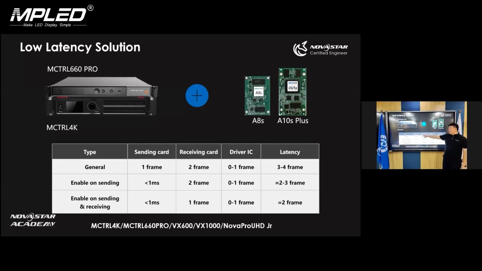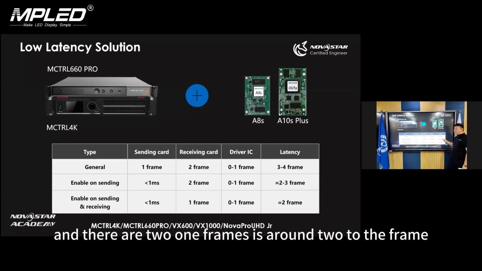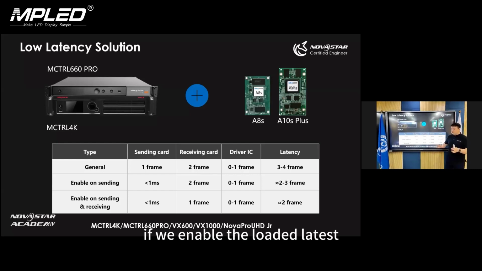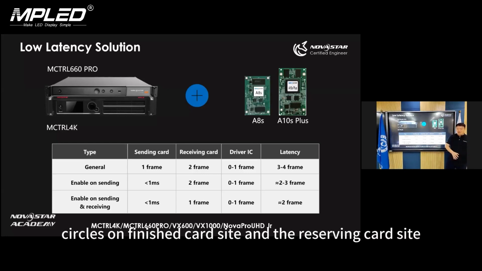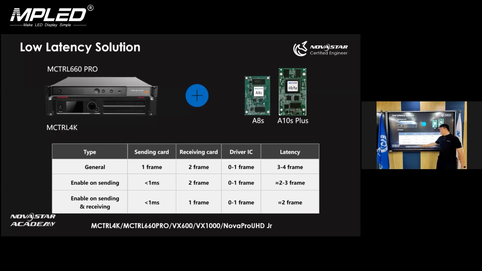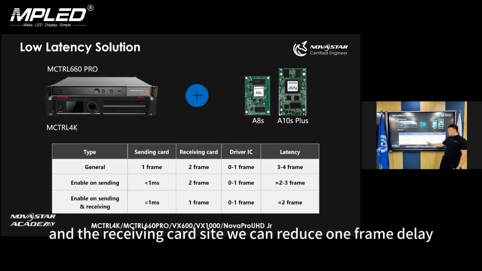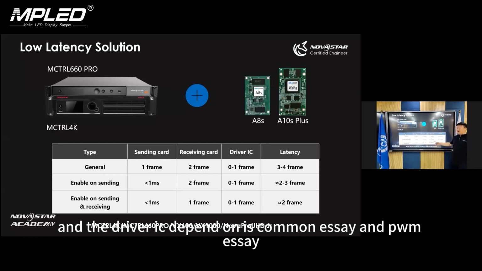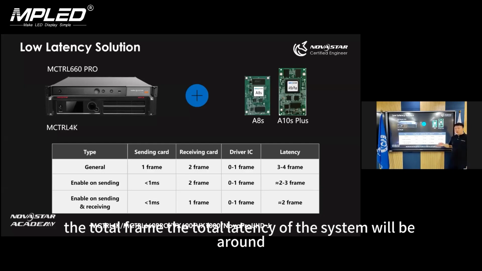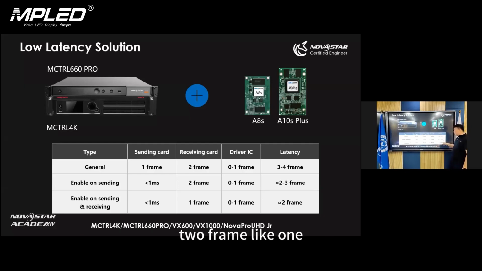And at the receiving card side, there's still 2 frames, and with 0 to 1 frame, it is around 2 to 3 frames delay. If we enable the low latency both on the sending card side and the receiving card side, we will have this kind of delay effect. The sending card is close to 0 frame, and on the receiving card side, we can reduce 1 frame delay, so it will be 1 frame. And the driver IC depends on whether it is a common IC or a PWM IC. So the total latency of the system will be around 2 frames, like 1 plus 1 or 2 plus 0.